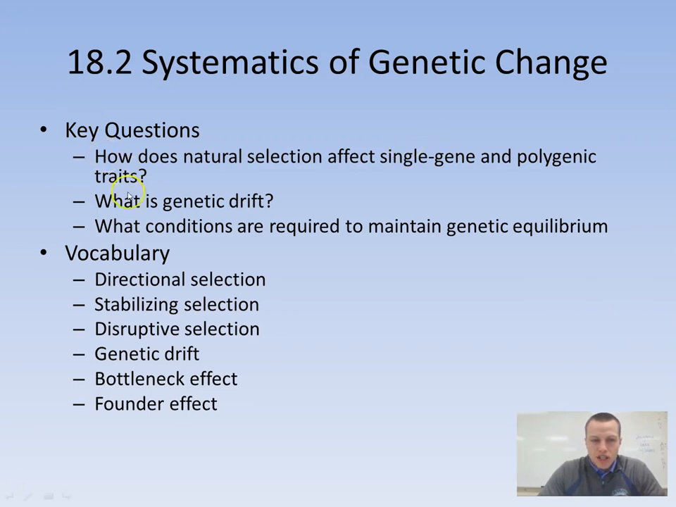And what is genetic drift? What conditions are required to maintain genetic equilibrium? And your vocab for today is directional selection, stabilizing selection, disruptive selection, genetic drift, bottleneck effect, and founder effect.